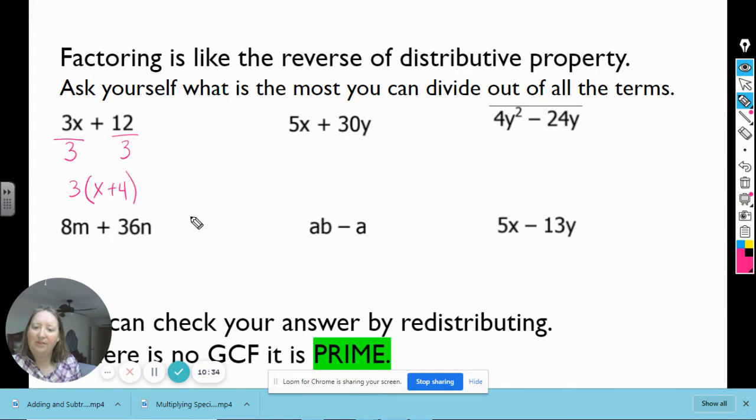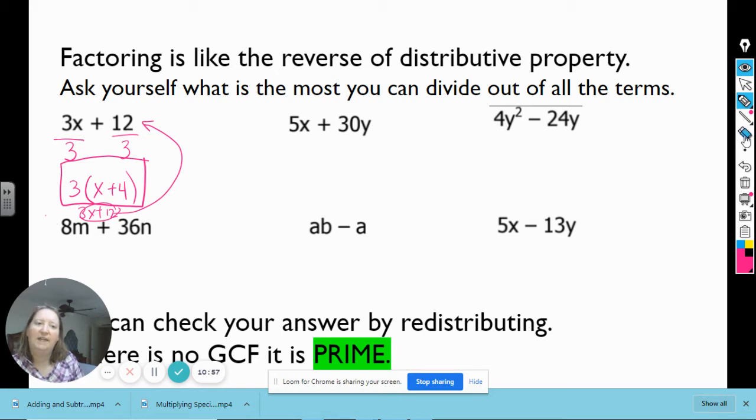How do I know that this is right? You can check by redistributing. So is 3 times x 3x, and 3 times positive 4 is 12. See how when I redistributed, I got the same answer that I was starting with? So that shows me that it's right. So this is our answer. What is the GCF?